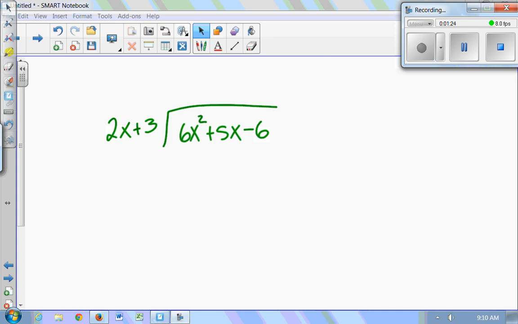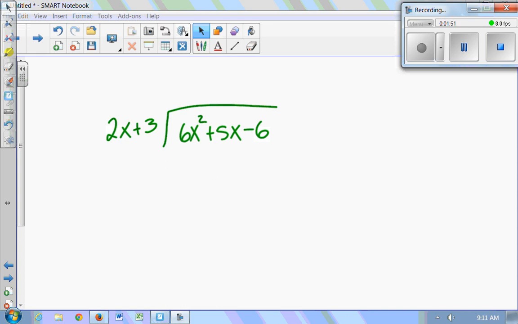Okay, so I want to divide this quadratic, 6x squared plus 5x minus 6, by 2x plus 3. So there's two things we could do. We could go through the long division, or you could try to ask yourself, what do you multiply 2x plus 3 by to make 6x squared plus 5x minus 6? The question is probably about long division, so we'll go through the long division. And then we can check it using multiplication.